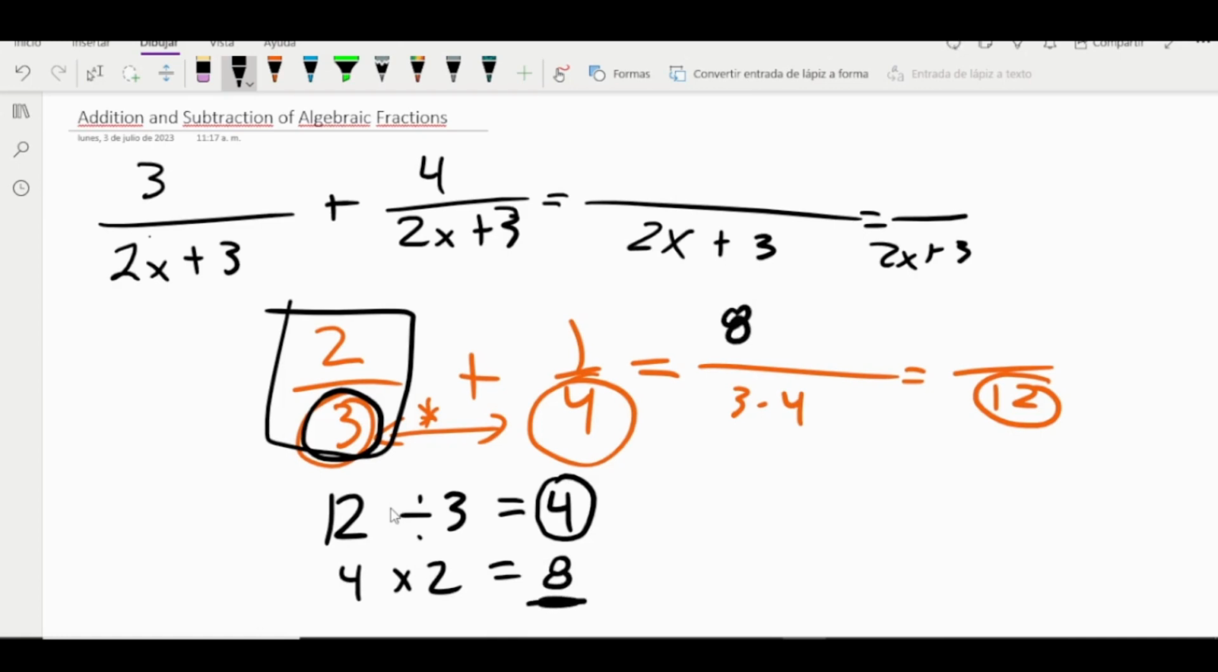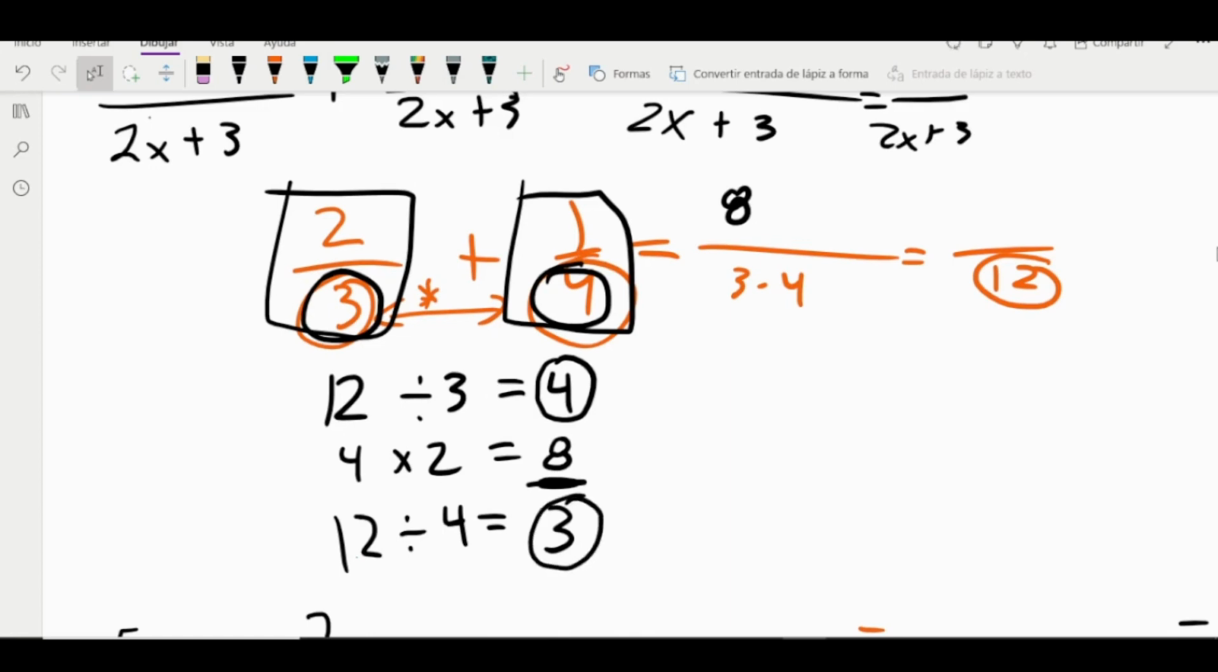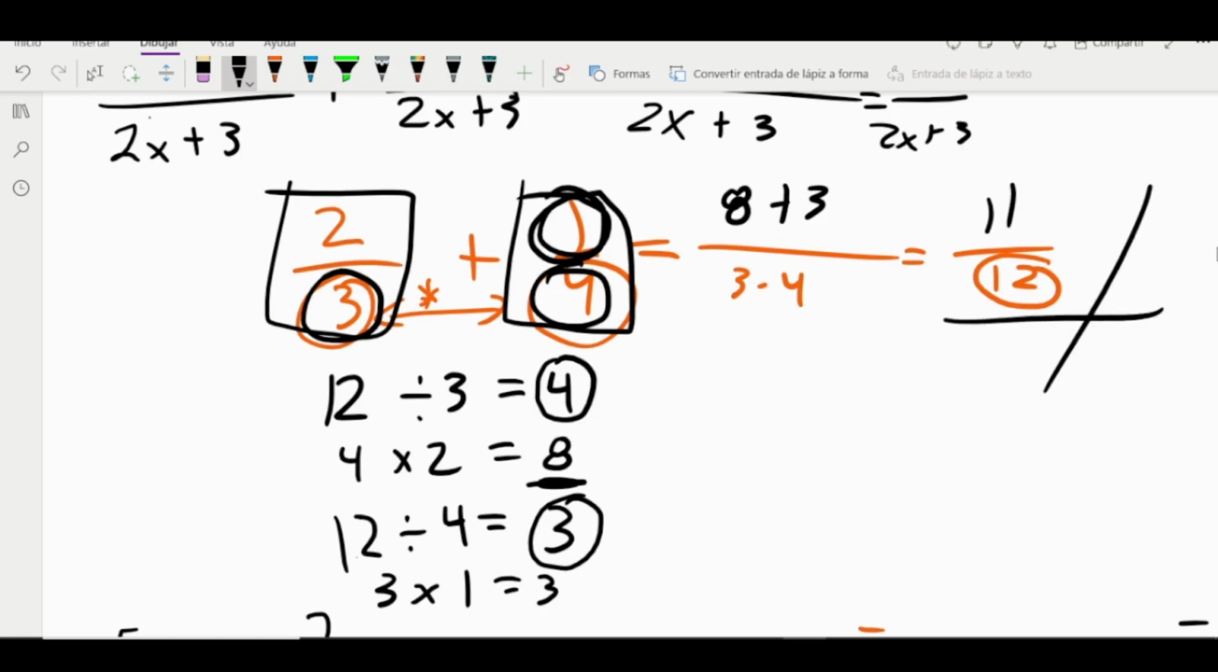And we continue with the same process. Now with the second fraction, 12 divided by 4 equals 3. We take the second denominator, divide it into the common denominator, and it's 3. The result you have here, you multiply times the numerator of the second fraction. Sorry, 3 times 1. I was watching the wrong fraction. 3 times 1 is 3. So you make the addition, 8 plus 3, and it's 11 over 12. And that's the solution for this fraction.